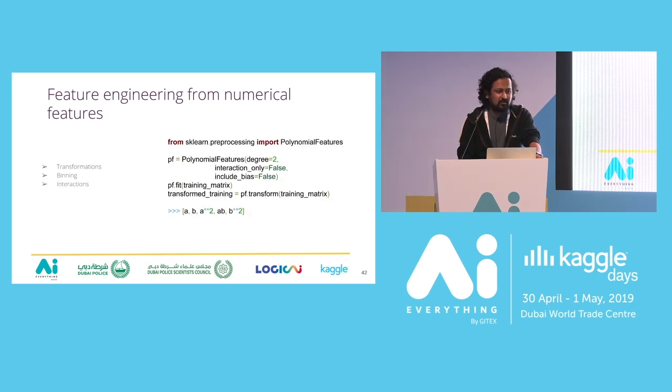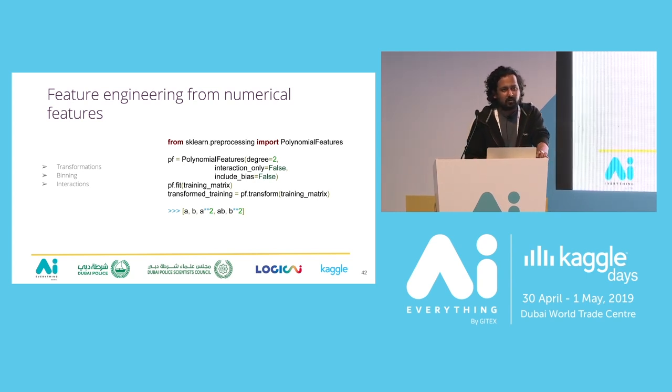Another one is interactions. You can create a lot of feature interactions. I'm a lazy guy, so I just use polynomial features, which generates interactions for me. I just use what I want, or what is useful, and leave everything else out.